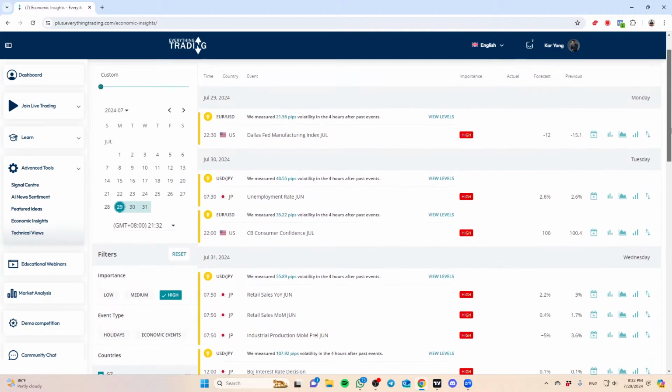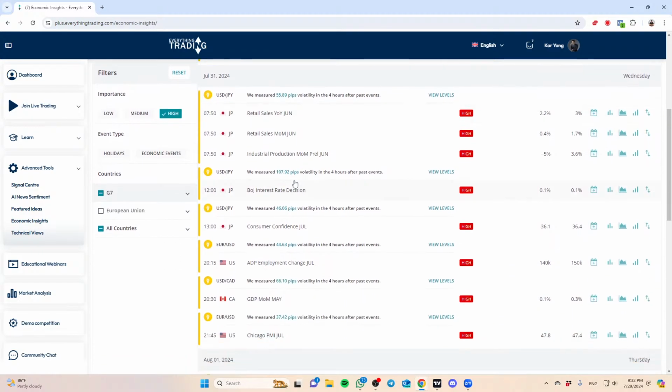Something that is a little bit unique is that you'll be able to see historically some ideas of how that event's volatility is going to be. For example, if you look at the Bank of Japan rate statement, they give you an insight saying that we measured 108 pips volatility in the 4 hours after the past event. That gives you some insight into whether this particular news would create bigger volatility, or generally it's just non-eventful.